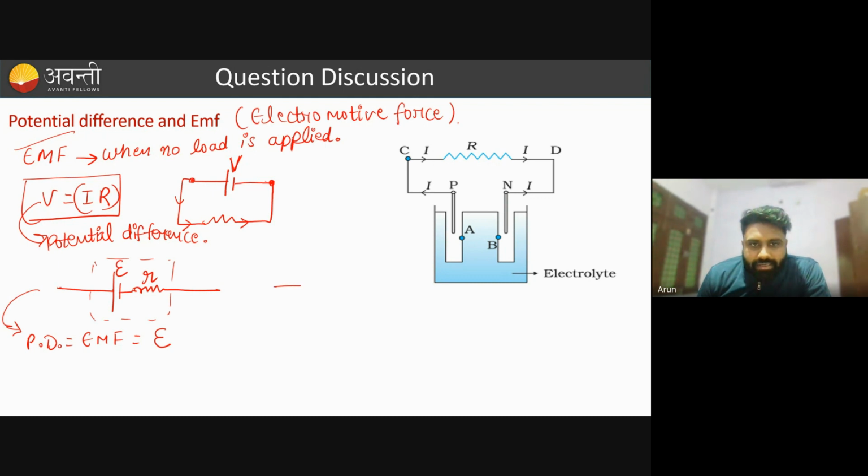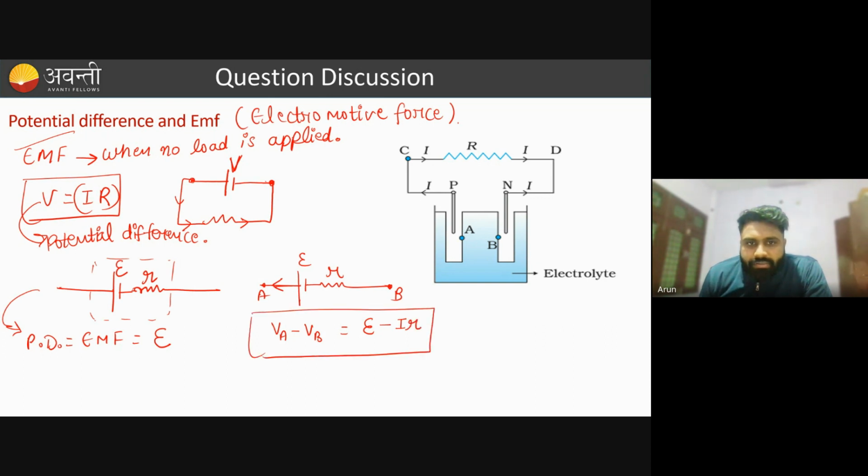But when the current starts flowing, this is r, and let's say the current is flowing in this direction from negative terminal to positive terminal. So in this case, the potential difference across this, let's say this end is A, this end is B. So potential difference across AB, VA minus VB, you can say it is E minus Ir, I into small r. So potential will drop in this case. Okay.